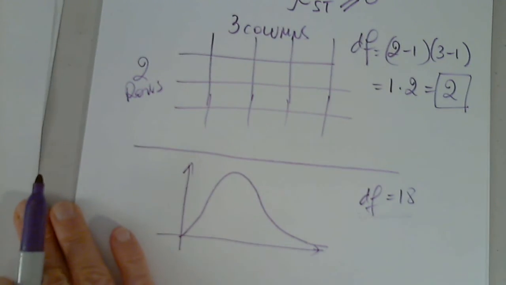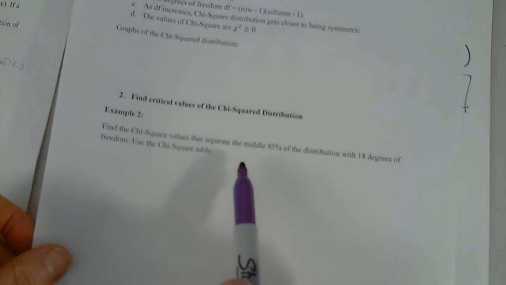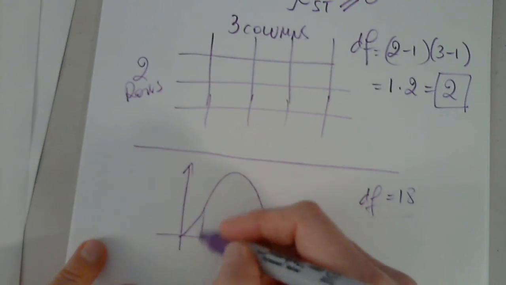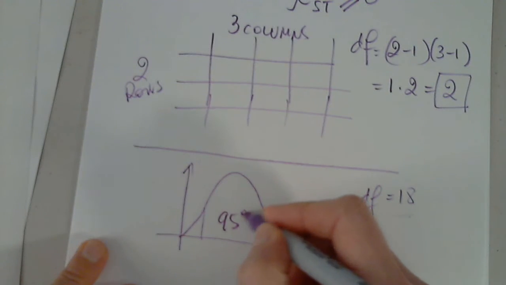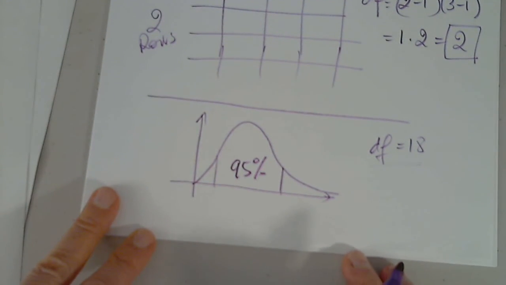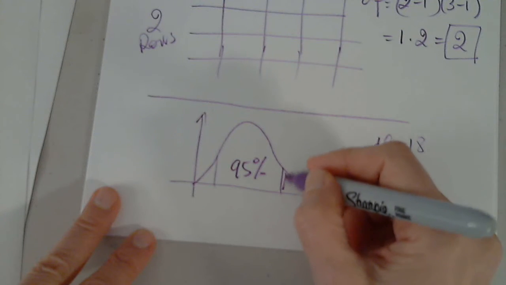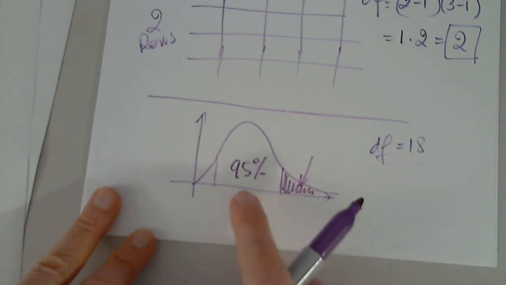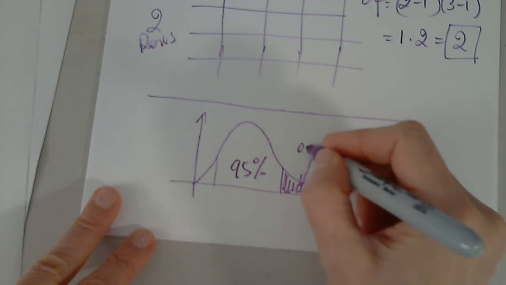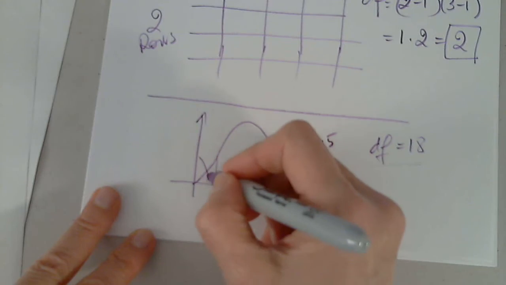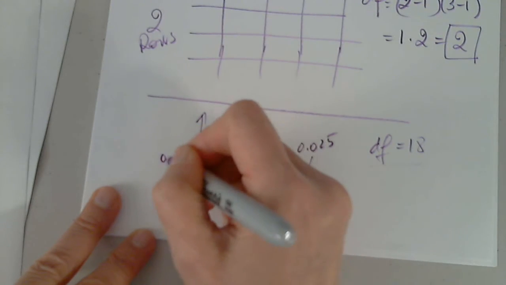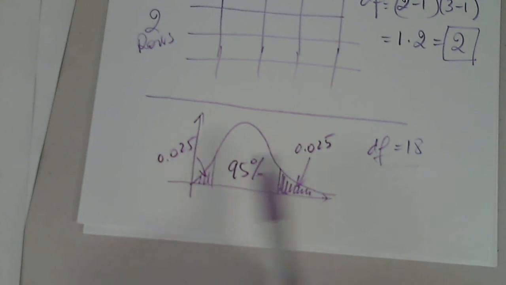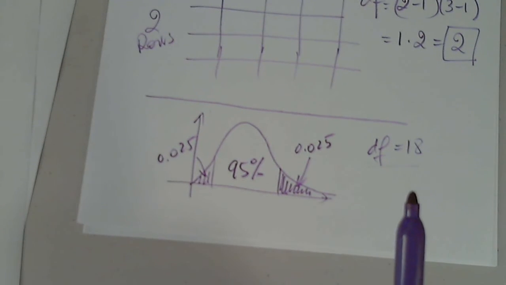So we are asked to find the chi-square values that separate the middle 95%. So I'm going to say that, okay, so this is the middle 95%. So if it's the middle 95%, this piece has to be half of 5%. So this is 0.025, and this has to be also 0.025 because this area has to be 5%. If the middle part is 95, this plus this has to be 5%.